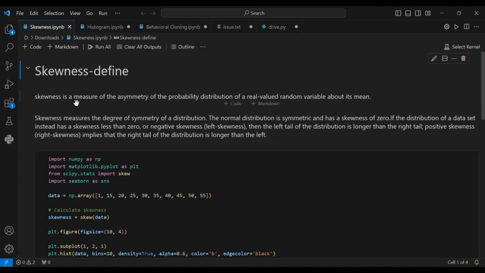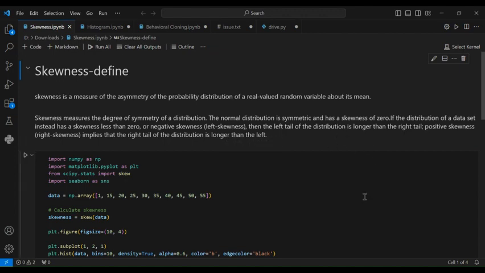So, what is skewness? Skewness is a measure of the asymmetry of the probability distribution of a real-valued random variable about its mean. Exactly, that we have gone through. It's nothing but the asymmetry of the probability distribution, and the skewness measures the degree of asymmetry. The normal distribution is symmetric and has a skewness of zero. If the distribution of the data set instead has a skewness less than zero, or negatively skewed, that is nothing but left skewness, then the left tail of the distribution is longer than the right tail.